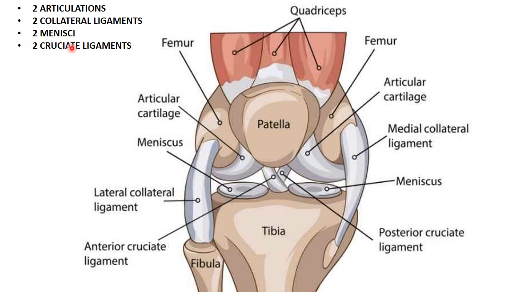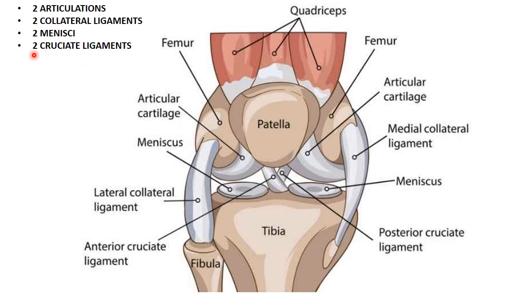Next, there are two menisci. See, that's a lateral meniscus on the side of the fibula, and the medial meniscus on the medial side. These two menisci are resting on the plateau of the condyles of the tibia. So understand, there are two menisci.